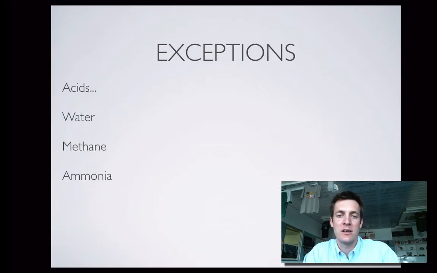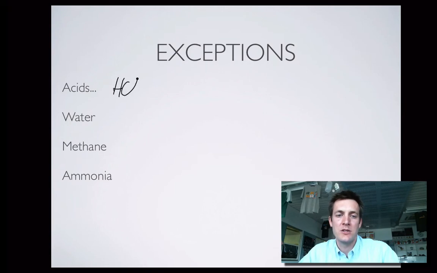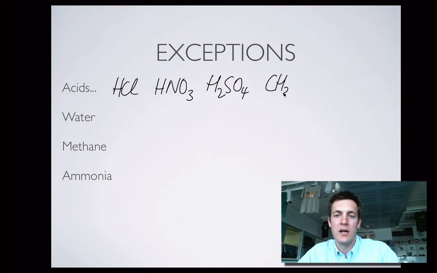And this next slide deals with a few exceptions. That is to say, substances that don't follow the covalent naming system, because they've been around for so long that people have got common names for them. So for example, HCl is often called hydrochloric acid, HNO3 nitric acid, and H2SO4 sulfuric acid. You've also got vinegar, or ethanoic acid to be more precise.